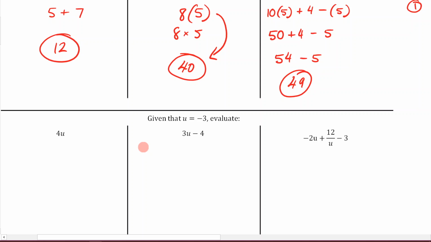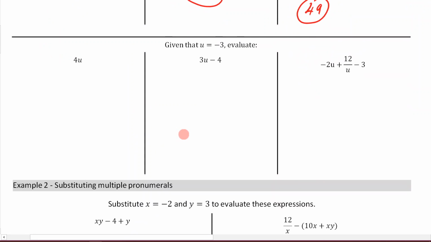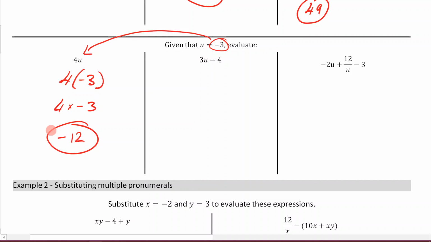Okay, let's go through the next one now, which says given that u is equal to -3. So what that means is I'm going to take this -3 and I'm going to put it into the u spot. So I'm going to get 4 times -3. Now remember, that's 4 times -3, which is going to be equal to -12. So that is going to be my answer there. And remember, you can go straight from there to there. You don't need this middle step here. Okay, let's move on to our next one.